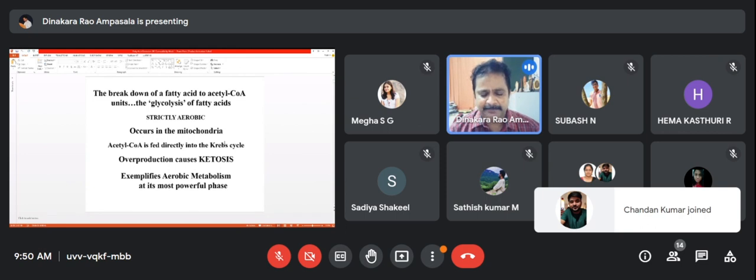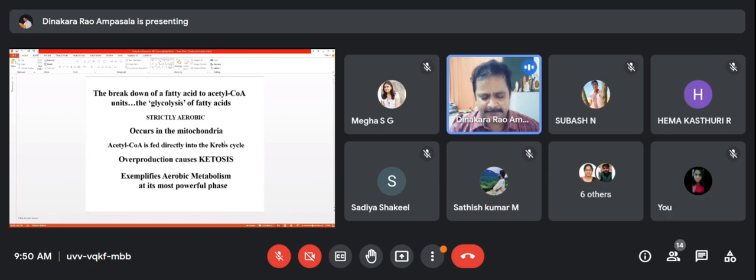Okay, the molecule which is formed here, acetyl-CoA, is directly a substrate molecule in the TCA cycle, that is the Krebs cycle. We have seen that one. Okay, so over oxidation of fatty acid leads to generation of acetyl-CoA molecule, and then it converts into ketone bodies. Okay, that's why we can call overproduction causes excess of ketosis, ketone bodies generation.